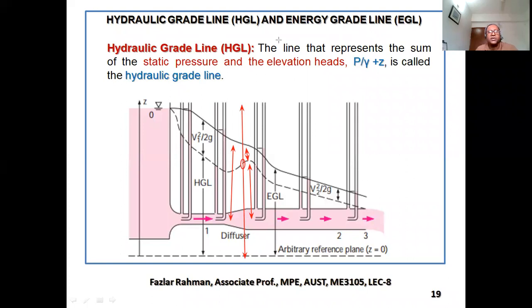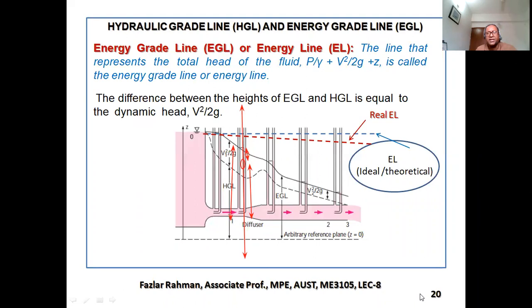Okay. So the line that represents the sum of static pressure and elevation head is called the hydraulic grade line. And the other one is the energy grade line. The line that represents the total head, that means the whole quantity of the Bernoulli equation, is called the energy grade line or energy line. The difference between EGL and HGL is equal to the dynamic head. So say, for example, this much is your EGL. You subtract the hydraulic portion, then you get the dynamic portion, that means V square by 2g.